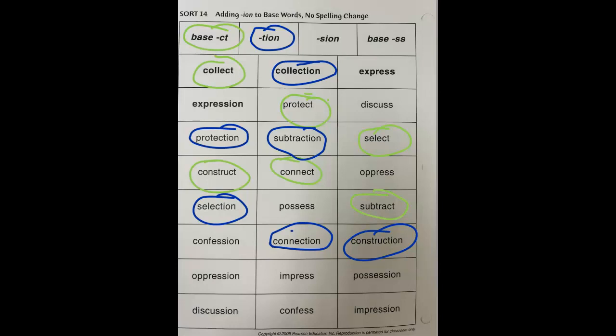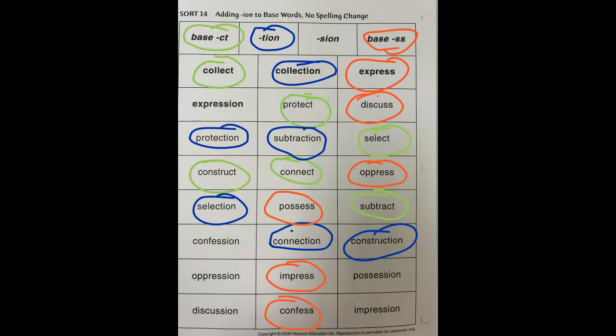Okay, let's do our next set of base words. So go ahead and change colors. We're going to do our next set of base words, and the base words are going to end with SS this time. So for example, express, or discuss, or oppress. If you oppress something, that means you kind of smush it down. You don't let someone say something. You kind of don't listen to them. Oppress. Possess. If you possess something, that means you own it or it's yours. Impress. I think you know what that means. And confess. So all of those words end with an SS.